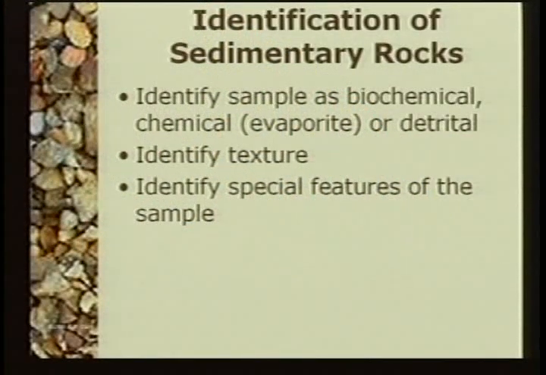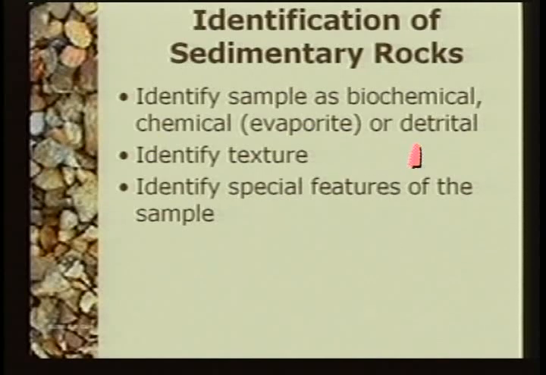So, if you're given a set of sedimentary rocks in your lab rock kit, how do you identify which ones are which? Well, you start out very basically by identifying the sample as either biochemical. If you can see fossil pieces, you have a biochemical sedimentary rock. Or you can have an evaporite. These will be crystalline, but they won't have any shell pieces, or they won't have been made by an organism. They will be chemical evaporites. Or if you can see individual pieces, you have a detrital sedimentary rock.